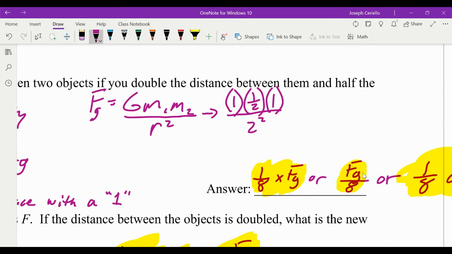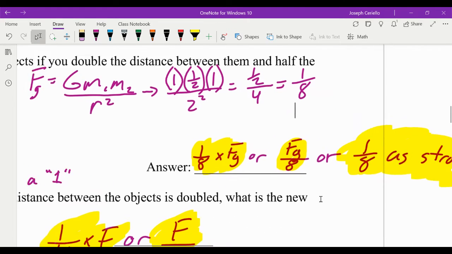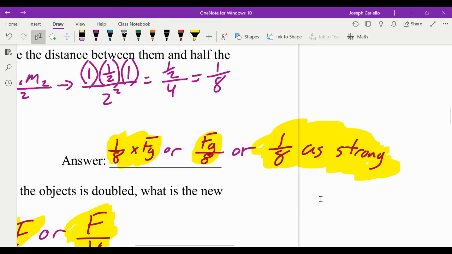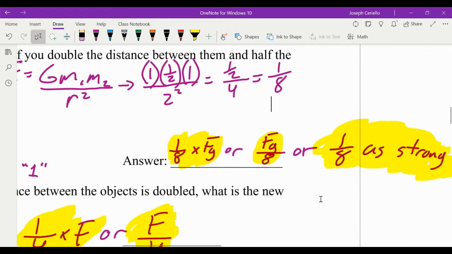Again, these are not the actual values of any of these variables. It's not the actual mass, not the actual distance. I'm simply saying how much it is changing by. So I have 1 times 1/2 times 1 is 1/2 over 4, and that's 1/8. So my force of gravity is not 1/8 of a Newton. It's 1/8 of what it was before I made any of these changes. So I can write 1/8 Fg, Fg over 8, or 1/8 as strong, anything like that will suffice.